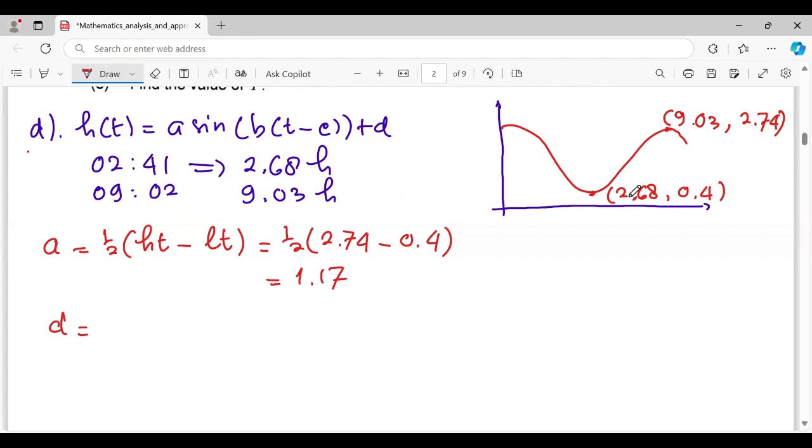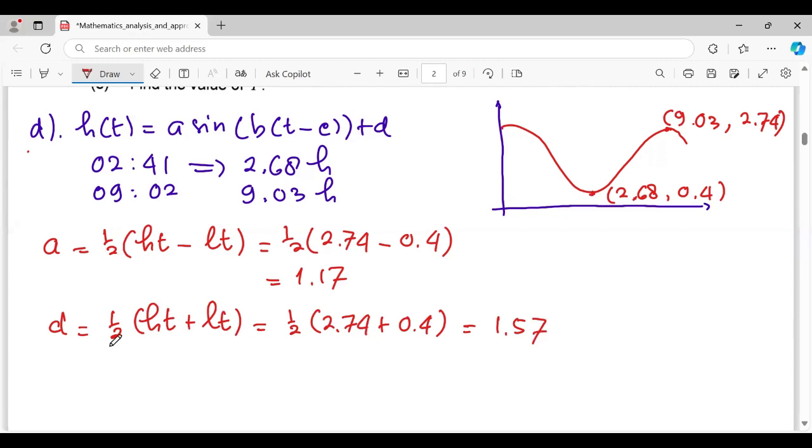Next, D is the vertical shift. What is that? The vertical shift is the average of high tide and low tide. Average means half times high tide plus low tide. So half times 2.74 plus 0.4, and the result is 1.57. I have explained this in my classroom, right?